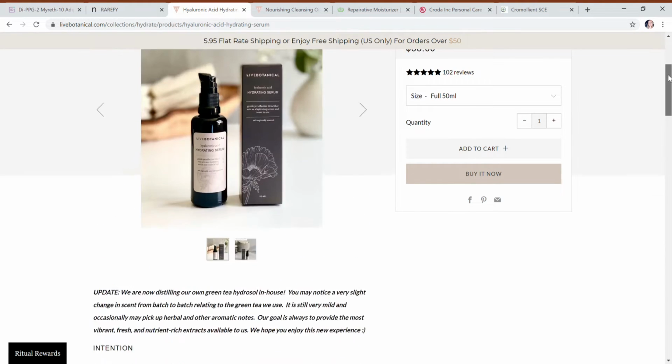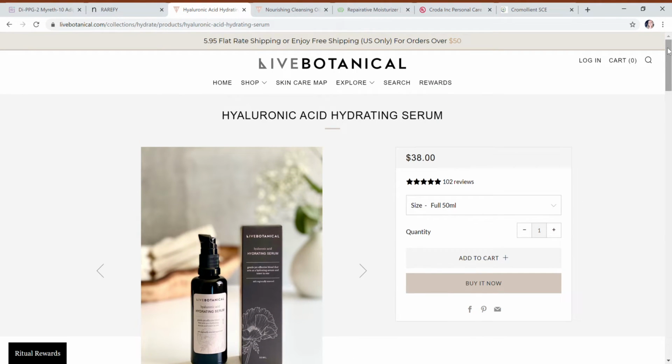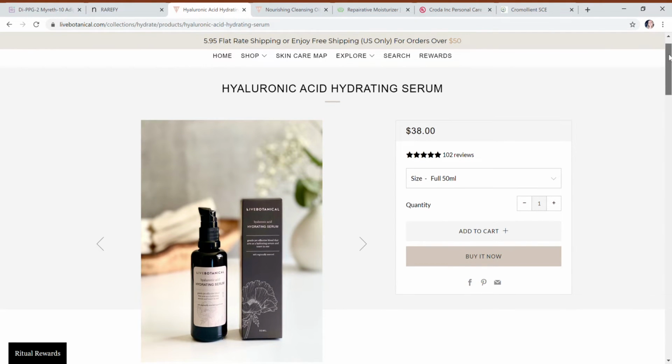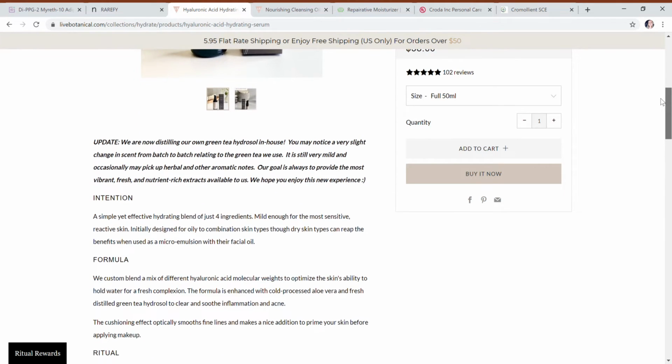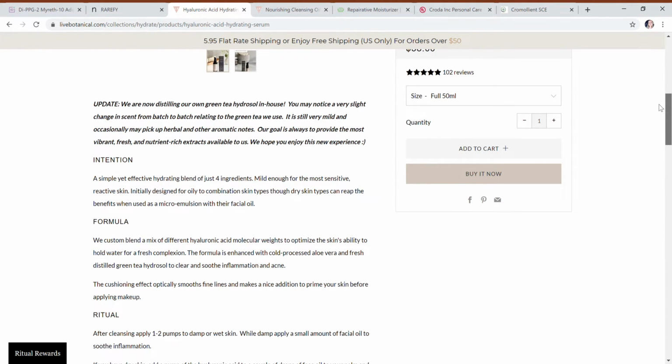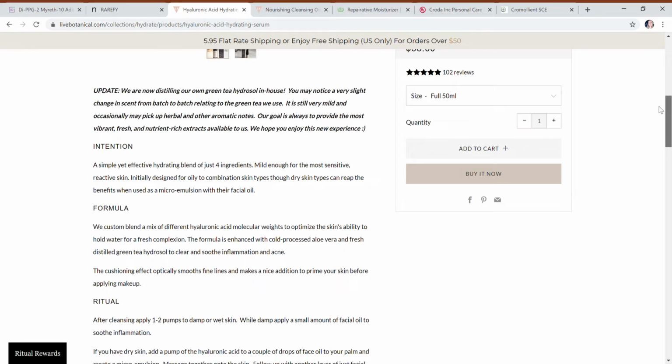We're going to look at a water-based product now. This is also by the company Live Botanical. It is their hyaluronic acid hydrating serum. Hyaluronic acid is a humectant, and it draws moisture and water to it. So that's what makes this a hydrating serum. So down here it's listed that they are now distilling their own green tea hydrosol in-house.